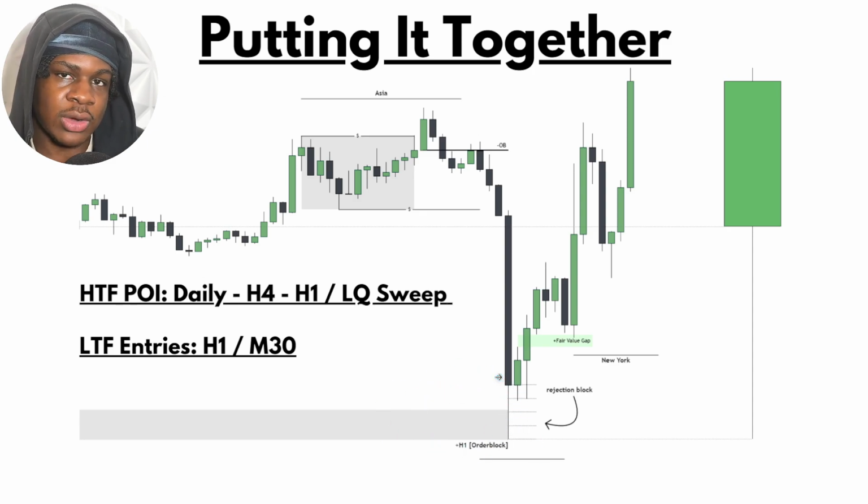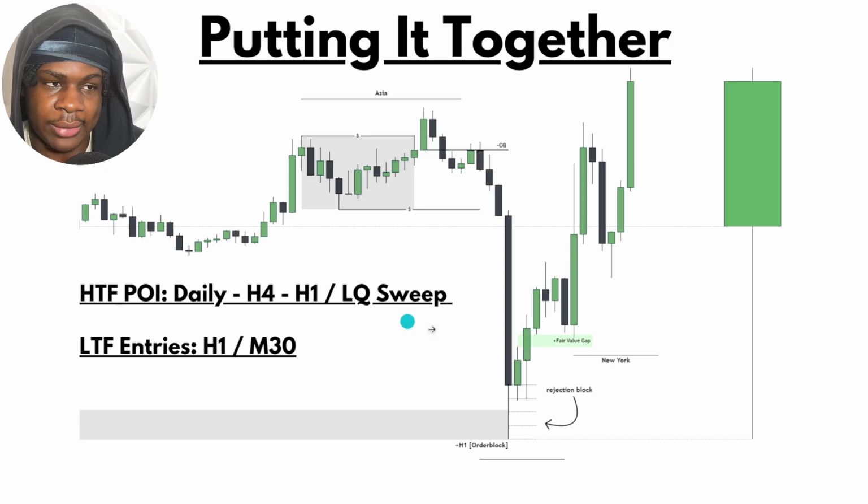This 1 hour order block stems as our higher time frame point of interest, which as you can see, our higher time frame point of interest would be the daily, 4 hour, 1 hour, or a liquidity sweep. This 1 hour higher time frame point of interest is a level of support inside of the marketplace. You don't want to immediately take the long as price taps into this level. You want to see price tap into this level and give you additional entry confirmations. So after tapping into this 1 hour order block here, we get this rejection higher. This then creates a rejection block.